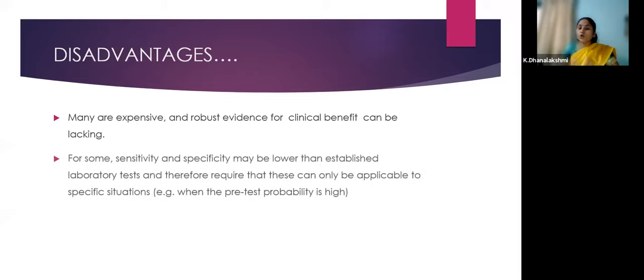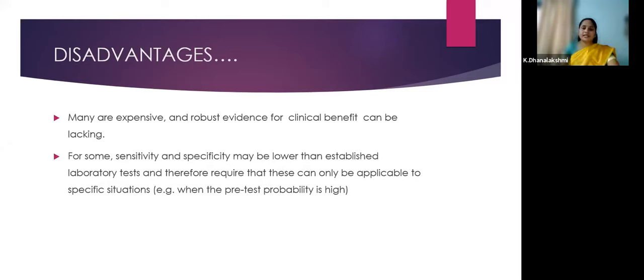The other disadvantage is that sensitivity and specificity may be lower than the established gold standard test. Take an example, typhoid. We know typhoid blood culture is the gold standard test. On the other hand, the other rapid tests like typhoid IgM have lesser sensitivity and specificity. So we need to know when to apply the gold standard test and when to apply the rapid test against the gold standard test.